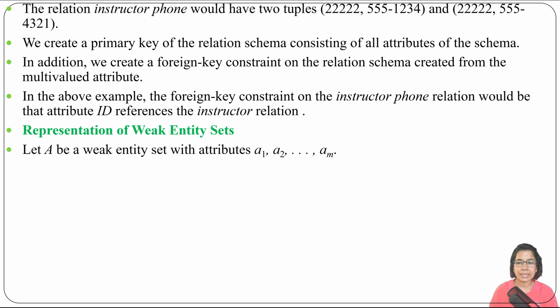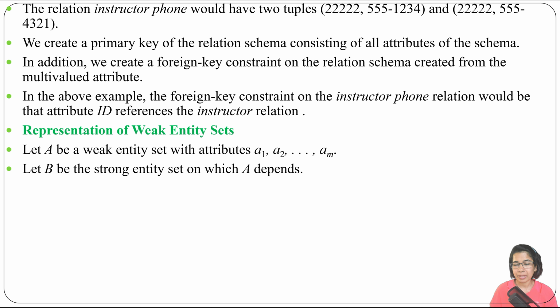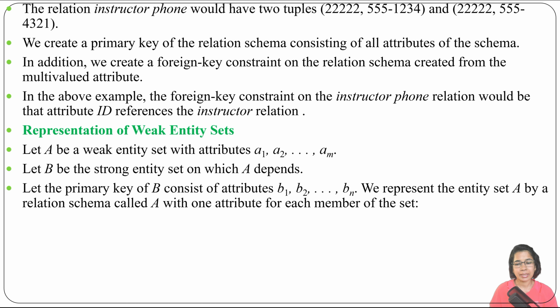A weak entity set doesn't have its own primary key. So it has a discriminator, a set of attributes of the weak entity set. So what we can do for a weak entity set is create a separate table and add the primary key of its owner entity set.